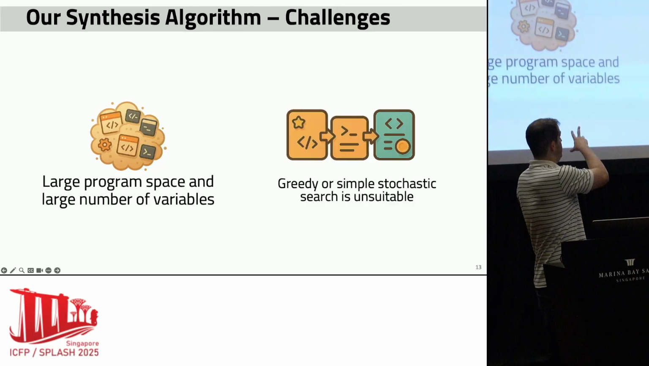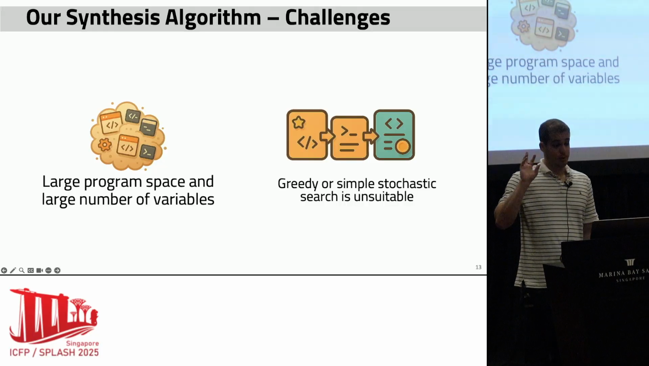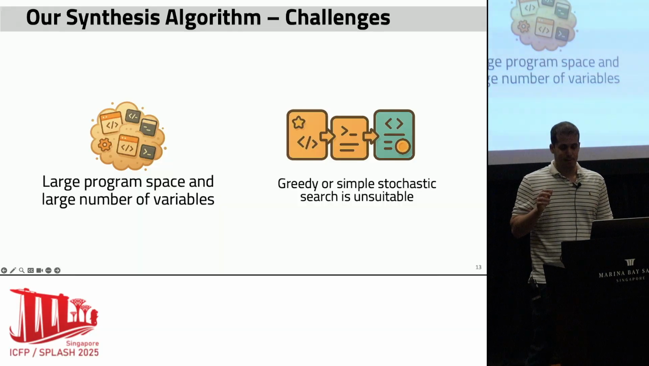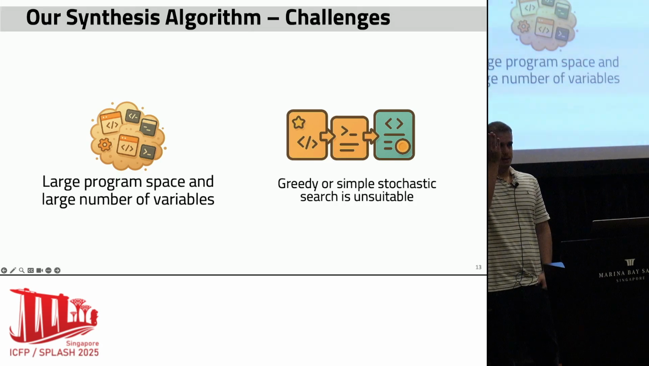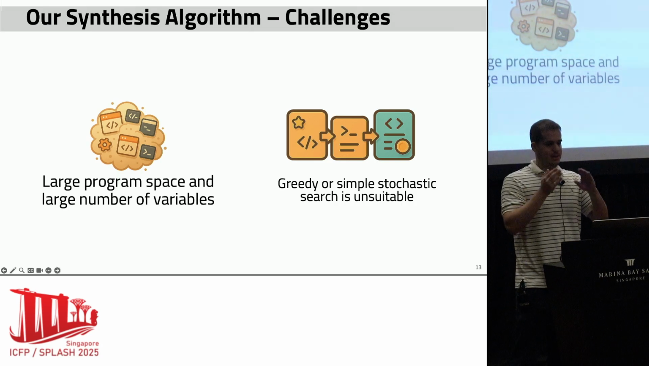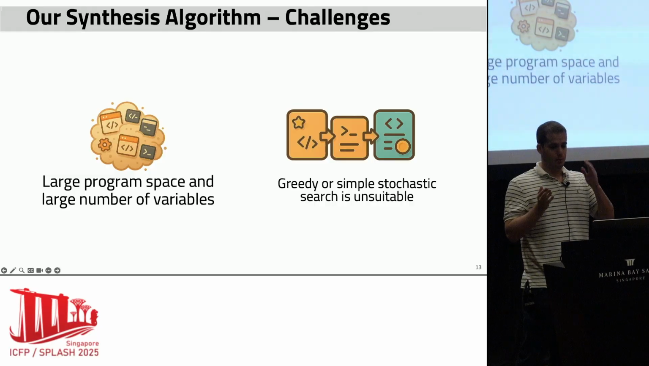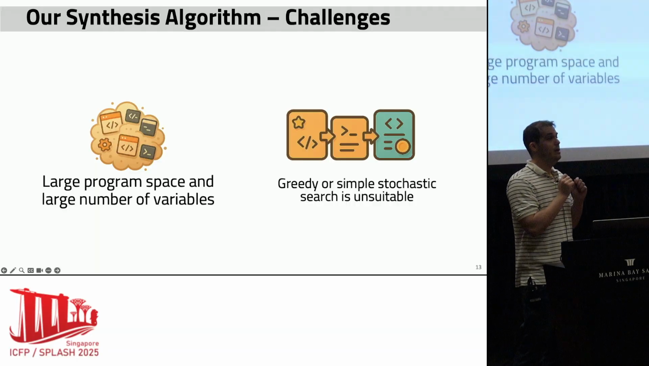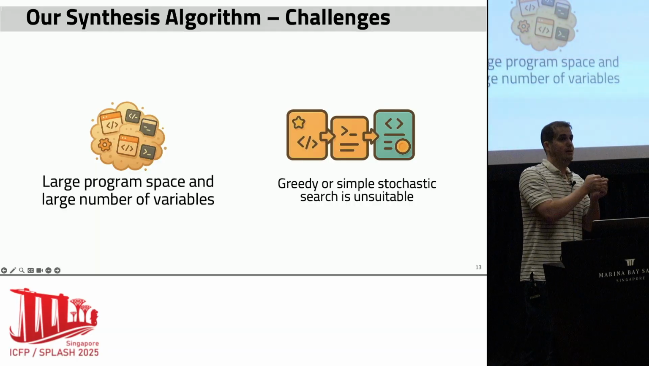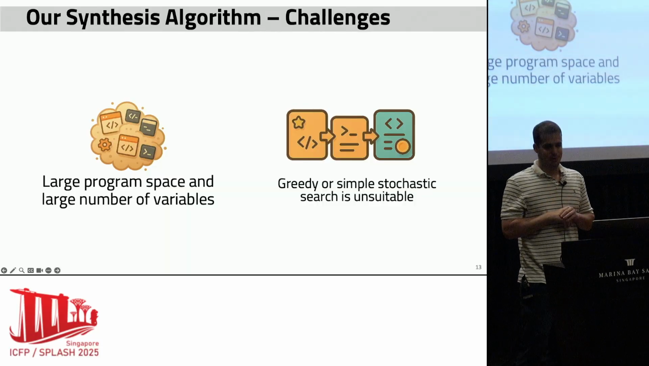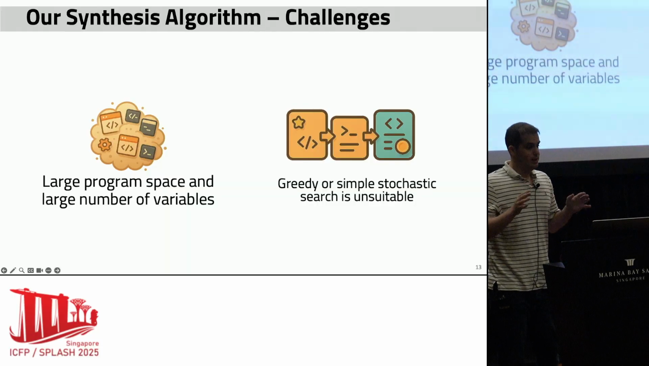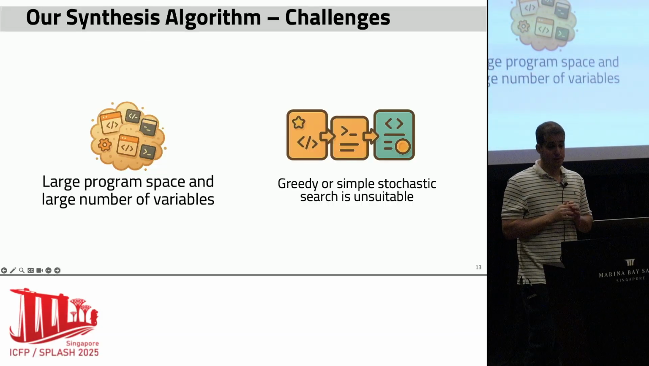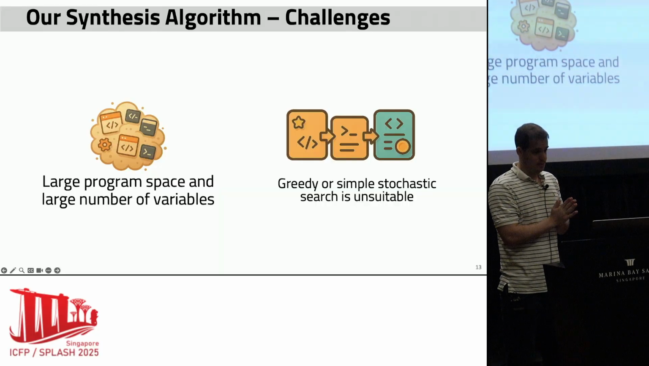Now I will talk about our synthesis algorithm. We will start from the challenges. In practice, computing a program that maximizes the clean accuracy and the robust accuracy at the same time is highly challenging. First, it requires identifying the best neuron to repair and the best neuron to repair other neurons with. The program space is very large. We have a large number of variables to select from. So this is the first challenge.